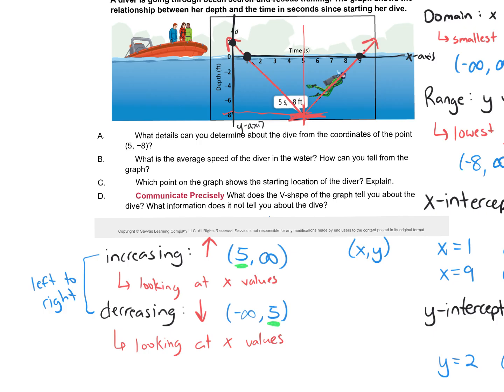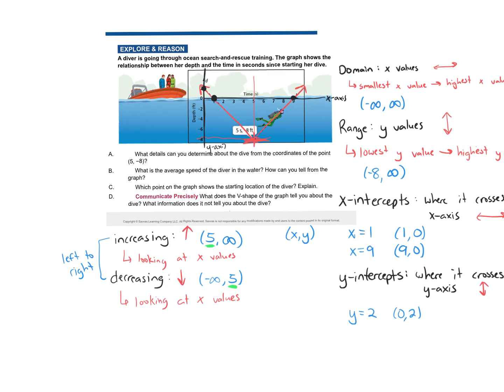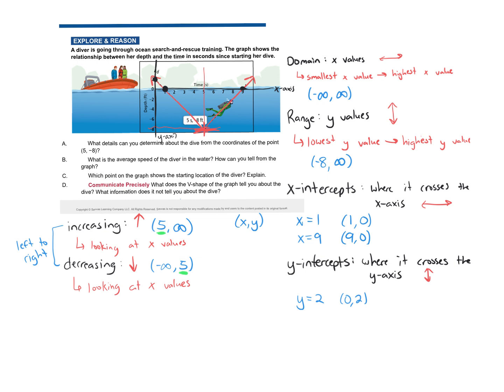What do you notice about where we stopped decreasing and started increasing? It switched and the values are the same, right? Wherever it stops increasing, it starts decreasing. Or wherever it stops decreasing, it starts increasing. Okay? These are the 6 features of the graphs that we are going to look at. Okay, and we're going to do 3 practice problems with these.